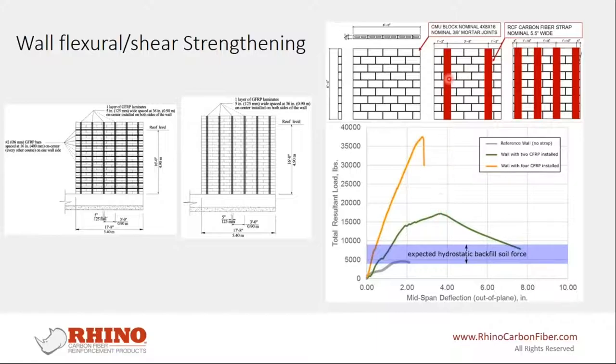So after you apply the carbon fiber at 3 feet to 4 feet, the end product will be three times stronger than your original structure. That will be enough to withstand the backfill soil force. So there's no more bowing anymore.